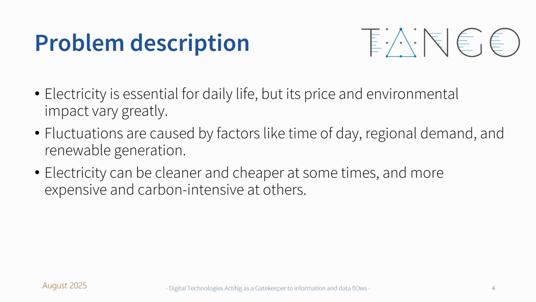Electricity prices can fluctuate drastically depending on the time of day, regional demand, or even how much renewable energy is being generated at that moment. They can vary throughout the day. At times it's more affordable and cleaner, while at other times it may be costlier and more carbon intensive.